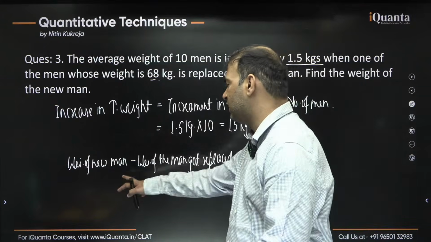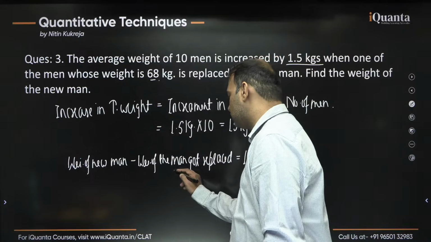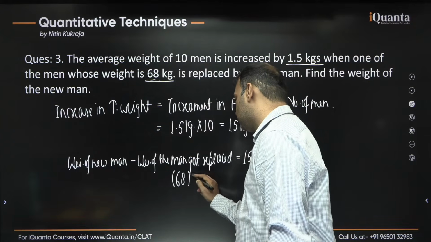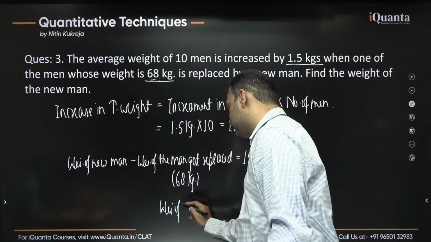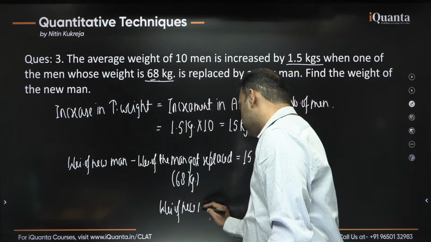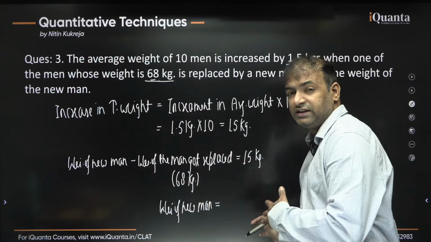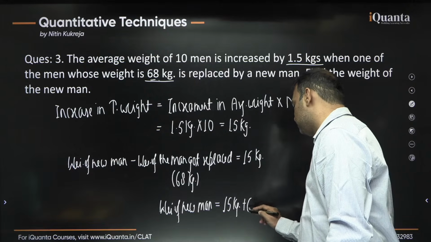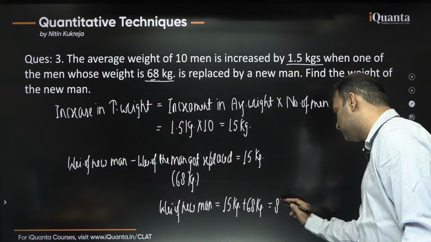So the weight of the new man minus the weight of the man who got replaced is 15 kgs, and the weight of the man who got replaced is given to us as 68 kgs. That's it, right? So now the question is done. We can say the weight of the new man is 15 kgs plus 68 kg, right? We can take 68 kg to the right hand side. So it must be 15 kg plus 68 kgs. That gives us how much? That gives us 83 kg. So guys, the answer of the problem is 83 kgs.